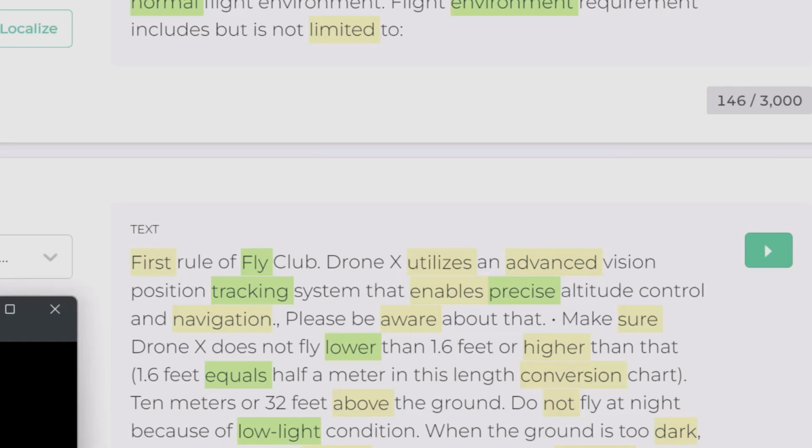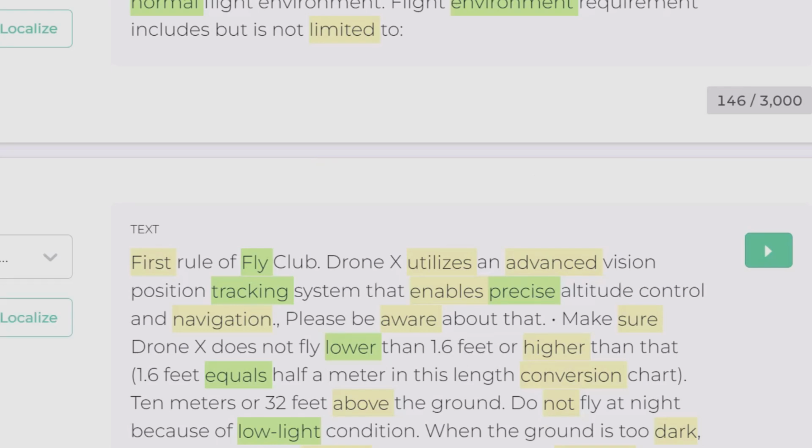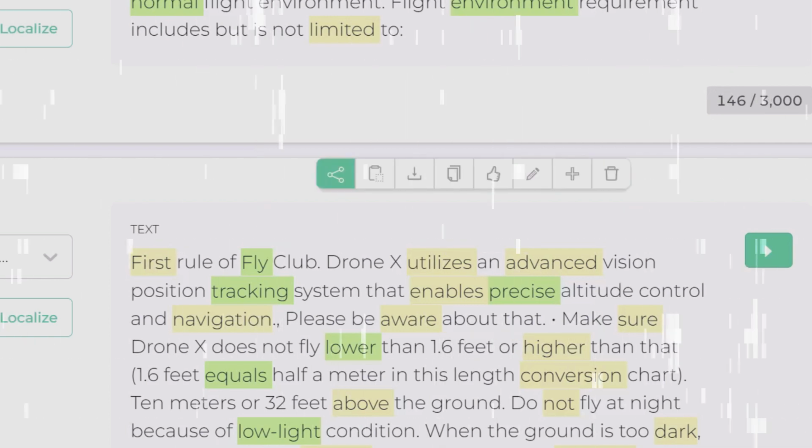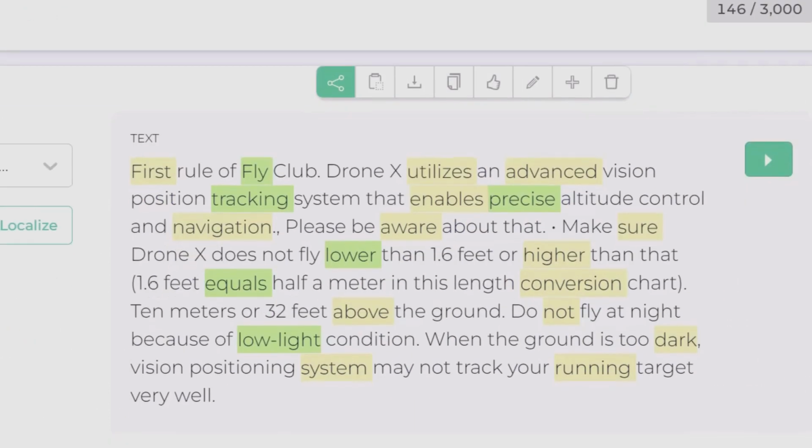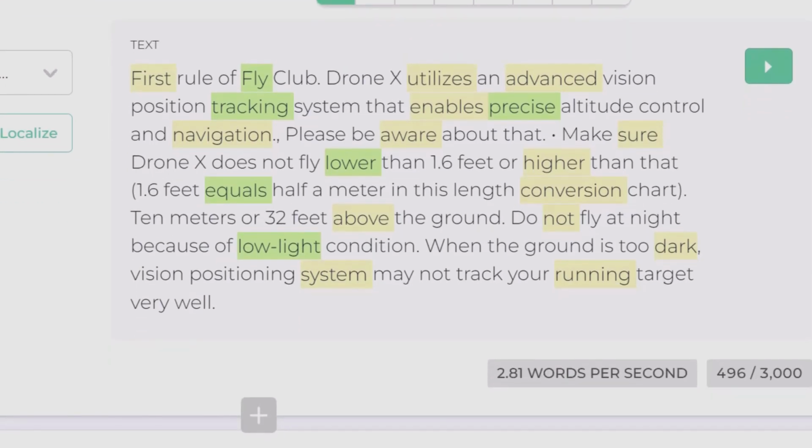Flight environment. Drone X camera should be flown in a normal flight environment. Flight environment requirement includes but is not limited to the first rule of Flight Club. Drone X utilizes an advanced vision position tracking system that enables precise altitude control and navigation. Please be aware of that.